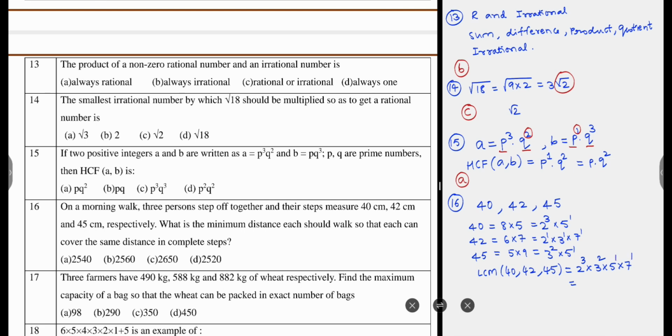So that is 8 nines are 72. 8 into 9 into 5 into 7. This is 72 into 5, 360. 360 into 7, 2520. So the answer is 2520. At 2520 centimeters, all the three cover the same distance. So option D is correct. Question number 16.